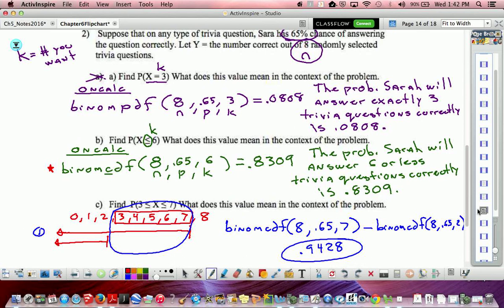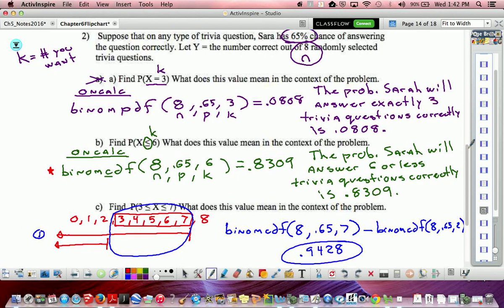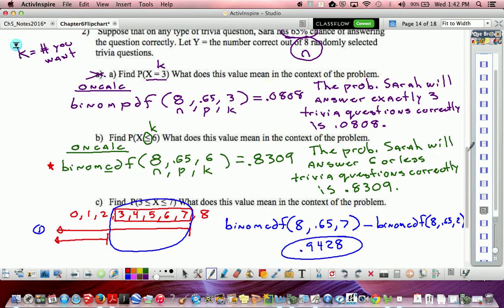On B, it's less than or equal to 6. So that tells us we're using CDF. So 8, 0.65, 6, 0.8309. So the probability that she answers 6 or fewer questions correctly is 0.8309.